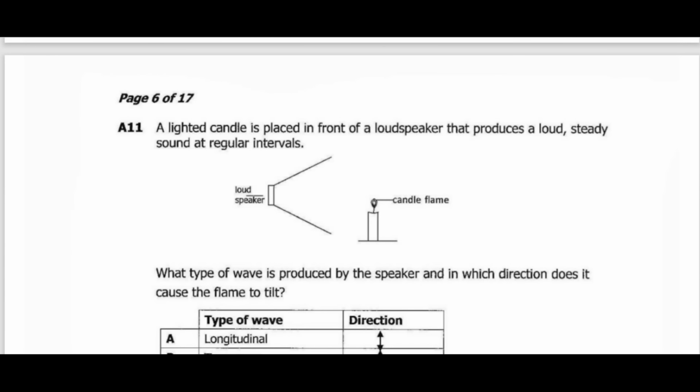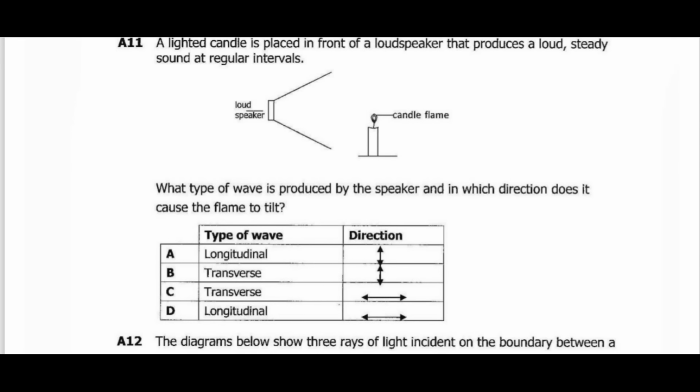So we move on to question 11. A lighted candle is placed in front of a loudspeaker that produces a loud, steady sound at regular interval. Then what type of wave is produced by the speaker, and in which direction does it cause the flame to tilt?